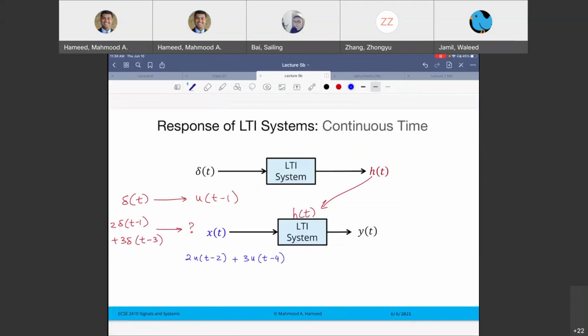Let's see. You guys agree with that, right? For this input, you got that output. And for this input, you got that output.